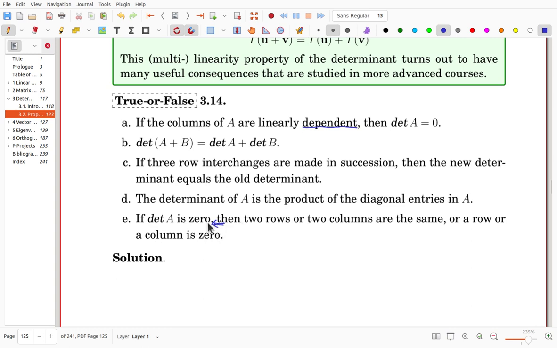However, that direction is true. So if you start with this, if two rows or two columns are the same, or a row or a column is 0, then the determinant of A is 0. Okay? Okay, this is the end of the section. Thank you.